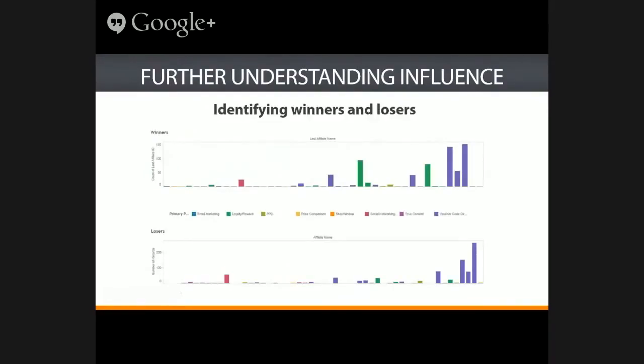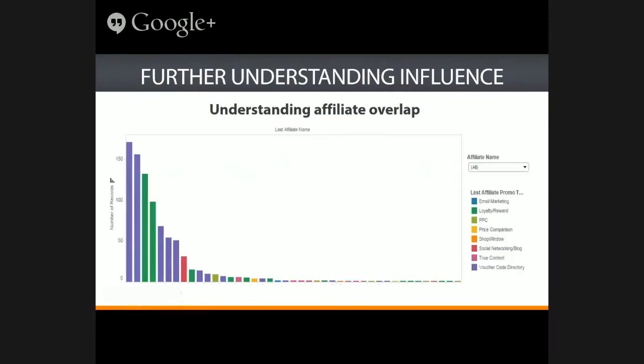It's also possible to get an overview of affiliates that are winning and losing when multiple affiliate touchpoints are present in a customer journey. Additionally, for each affiliate, we are able to see the publishers that they have overwritten, as well as who they have been overwritten by. By simply selecting the publisher, it's possible to uncover these insights.